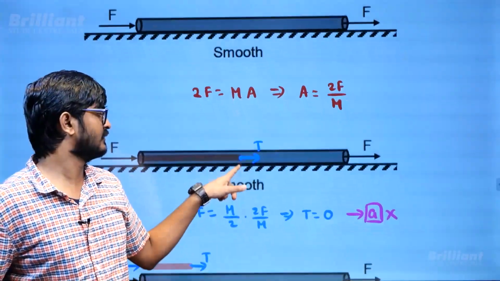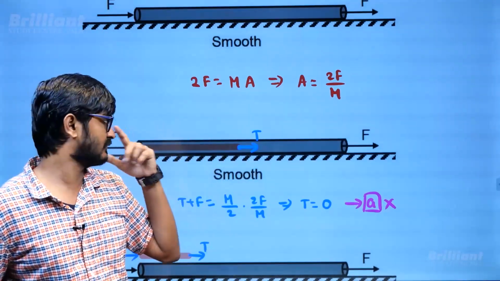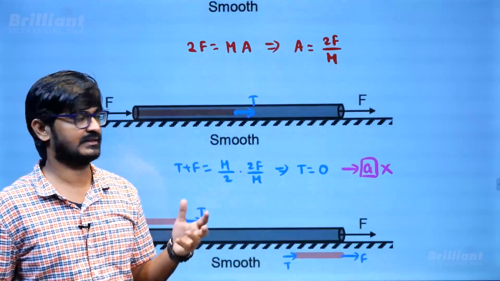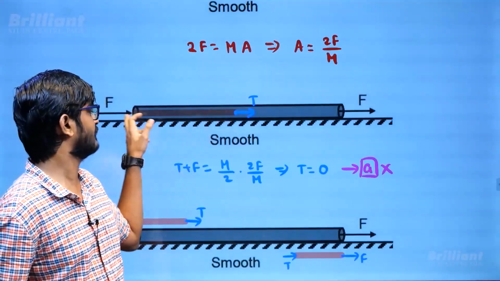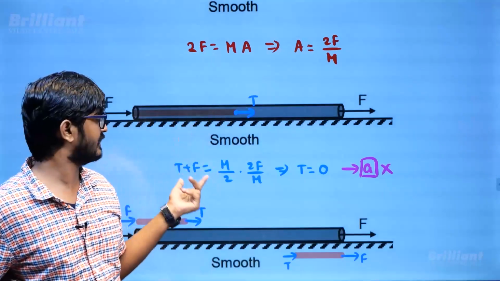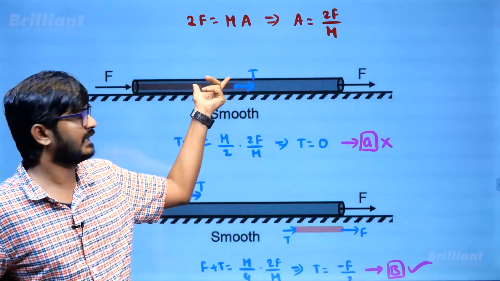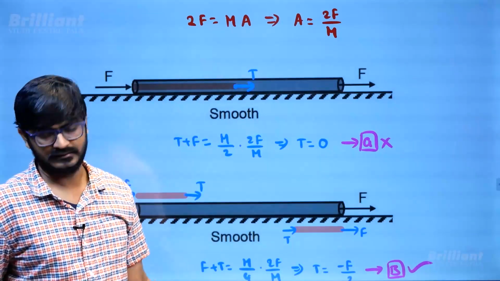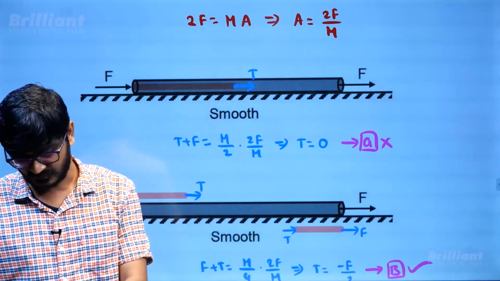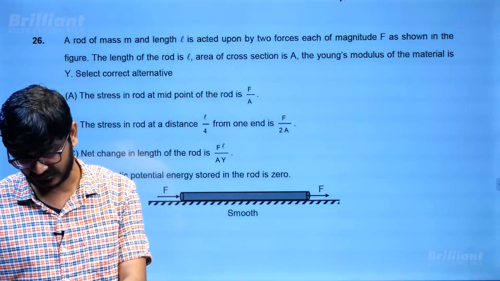Now if they are asking what is the stress at the midpoint, you need to see what is the restoring force at the midpoint, right? So you need to see what is the tension at the midpoint, tension or compressive force, whatever it is. So if I write F equals ma for this half rod, what will I get? Ft plus F equals half the mass into acceleration. So from there we will get tension at the midpoint is going to be 0. Which says option A has to be 0, but it is not 0, so it is wrong.